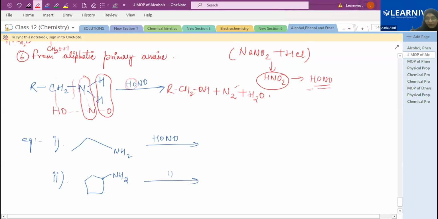And from here, the water will be liberated, H2O. Okay, these two, hydrogen and oxygen, they will combine together and they will form water. So here dehydration will be done. Okay, so this is your product and the byproduct is your N2 gas and your water. Is it clear?